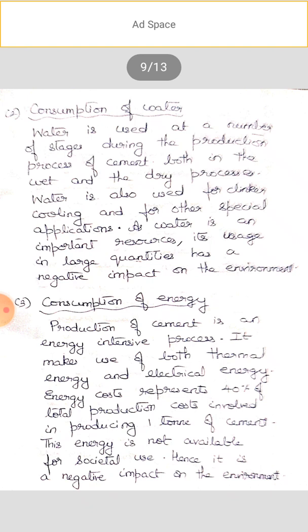Consumption of energy. We have already seen that production of cement uses both thermal energy and electrical energy. So this energy is being used by the cement manufacturing industry. It is not available to society. So that is a negative impact on the environment.